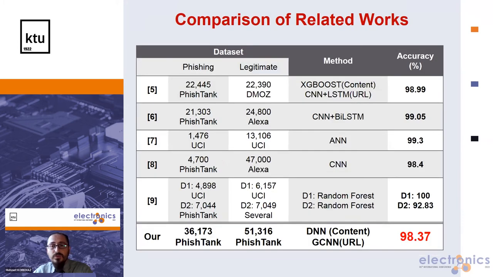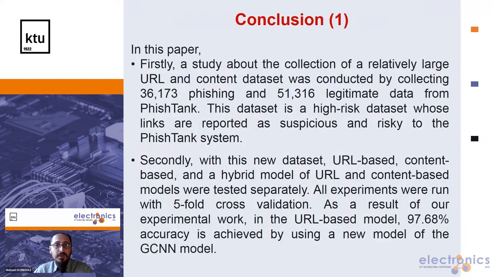Comparison of related works. One of the remarkable points here is that in addition to using deep learning models in both approaches, results were obtained in a larger data set compared to the others. Another important point is that the success in the high-risk category, whose URL links are reported as suspicious to the PhishTank, and therefore, this produced a more realistic result with 98.37% accuracy.